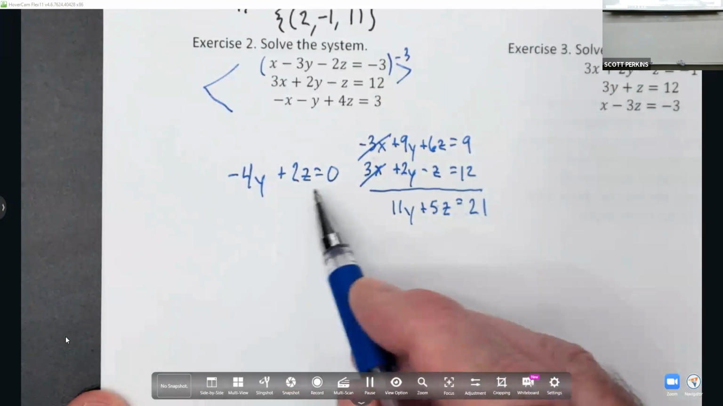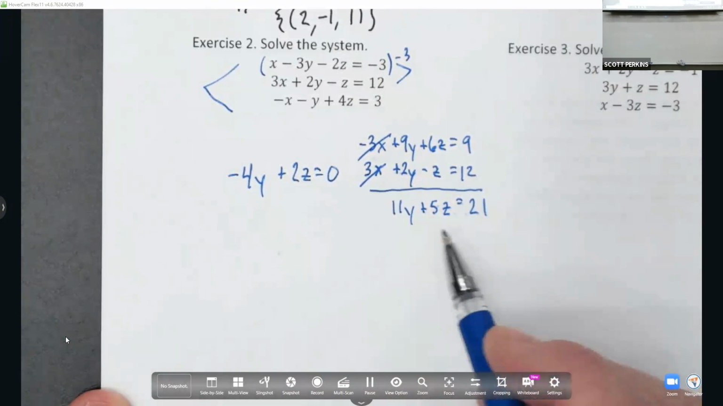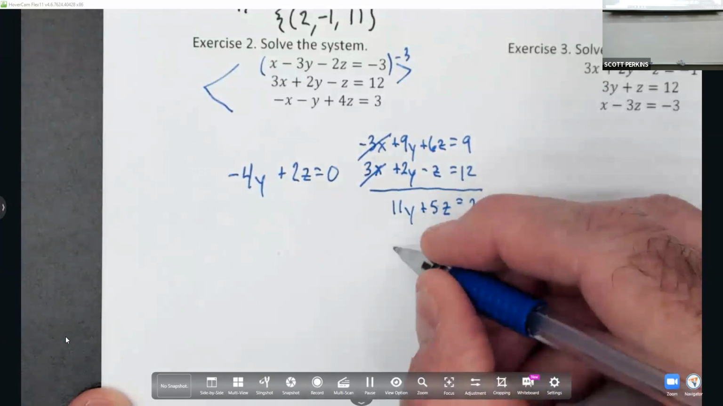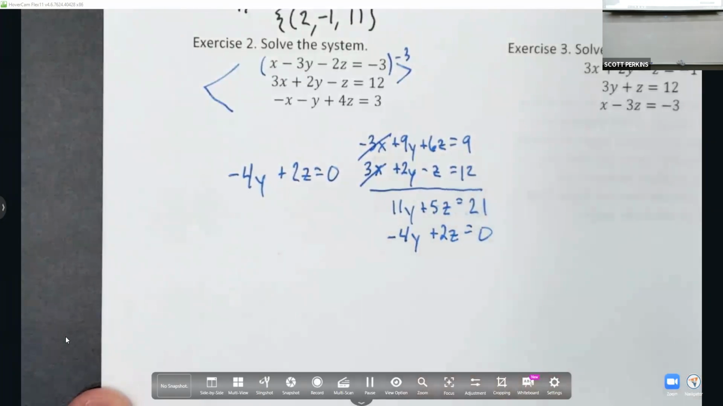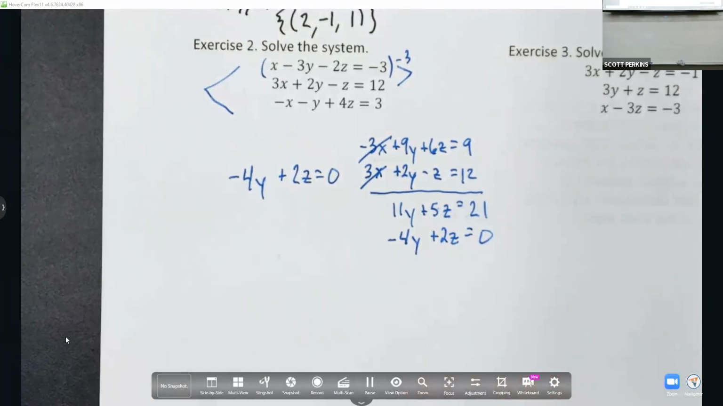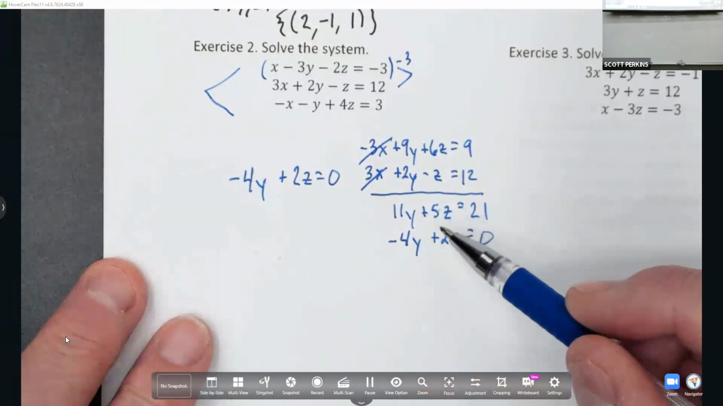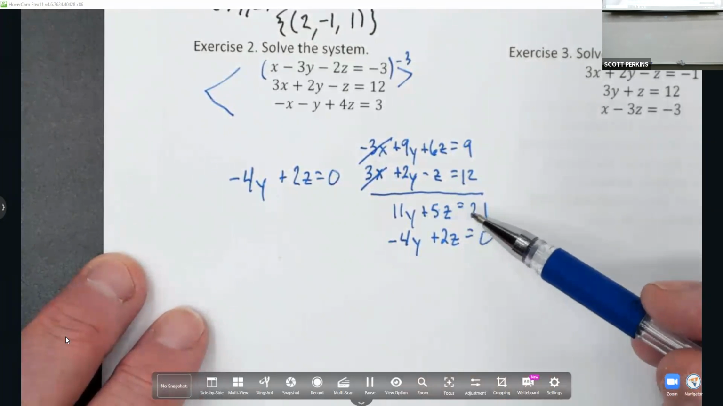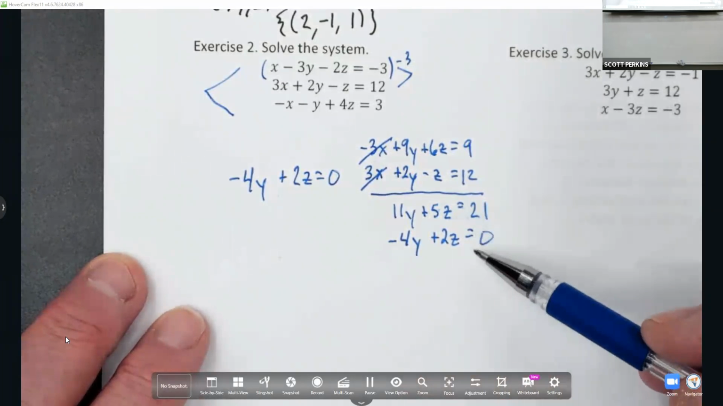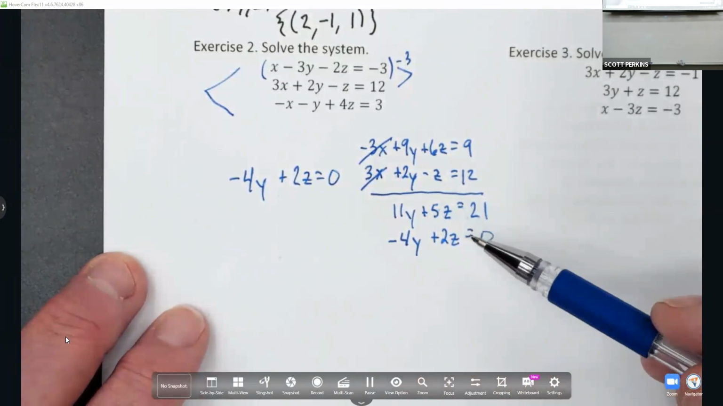I'm going to take this equation right here. I'm just going to write it right below so that I can plan my next step. So I've got -4y plus 2z equals 0. Now, again, it's highly possible that you are working with two different equations because you started with different ones. But looking at mine, I'm going to cancel the z's because the numbers are a little bit smaller. What am I going to do with my equations here to cancel the z's?